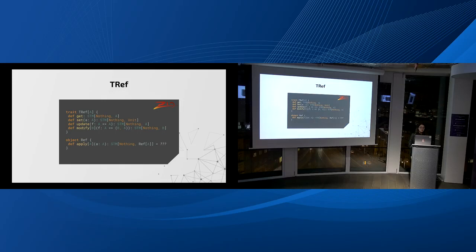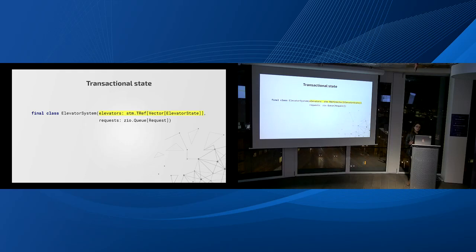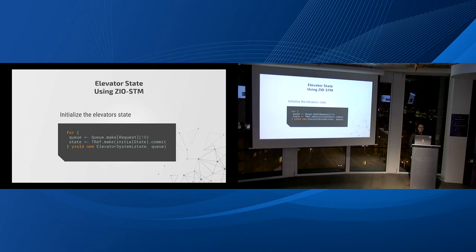And when you create a TRef, you will get an STM of ref, so you describe a transaction that has this reference. So now the solution is to turn Ref into a TRef to use the benefits of STM. And how to initialize? It's the same as Ref. We use the same functions, only because we are using an IO to build the queue, we should commit this transaction of creating our transactional reference and then create our elevator system.